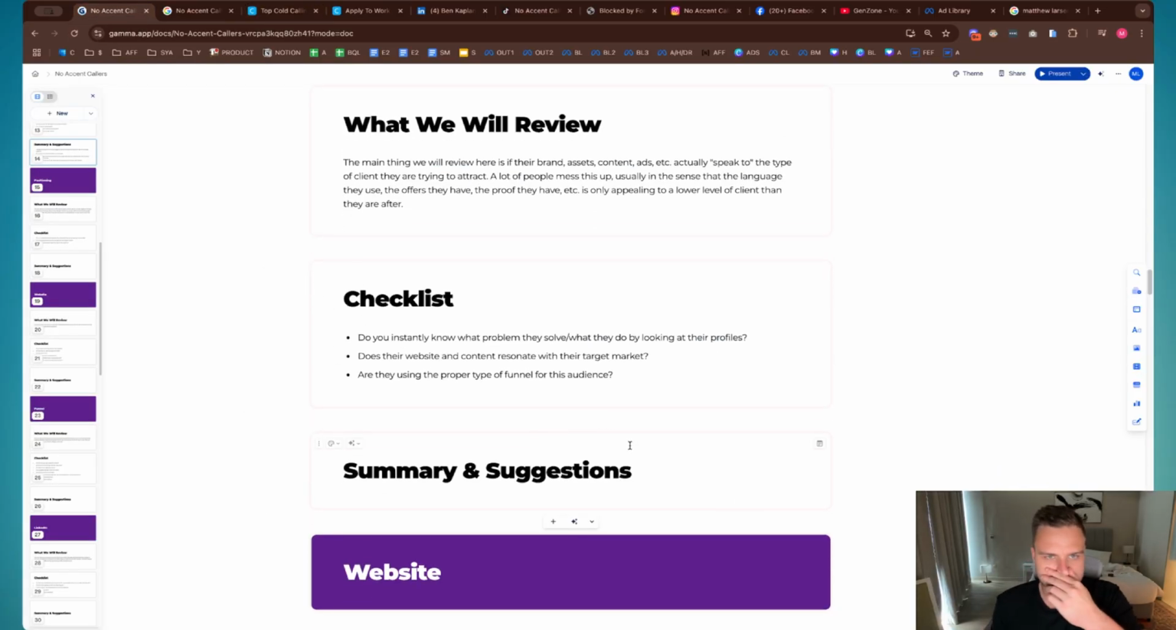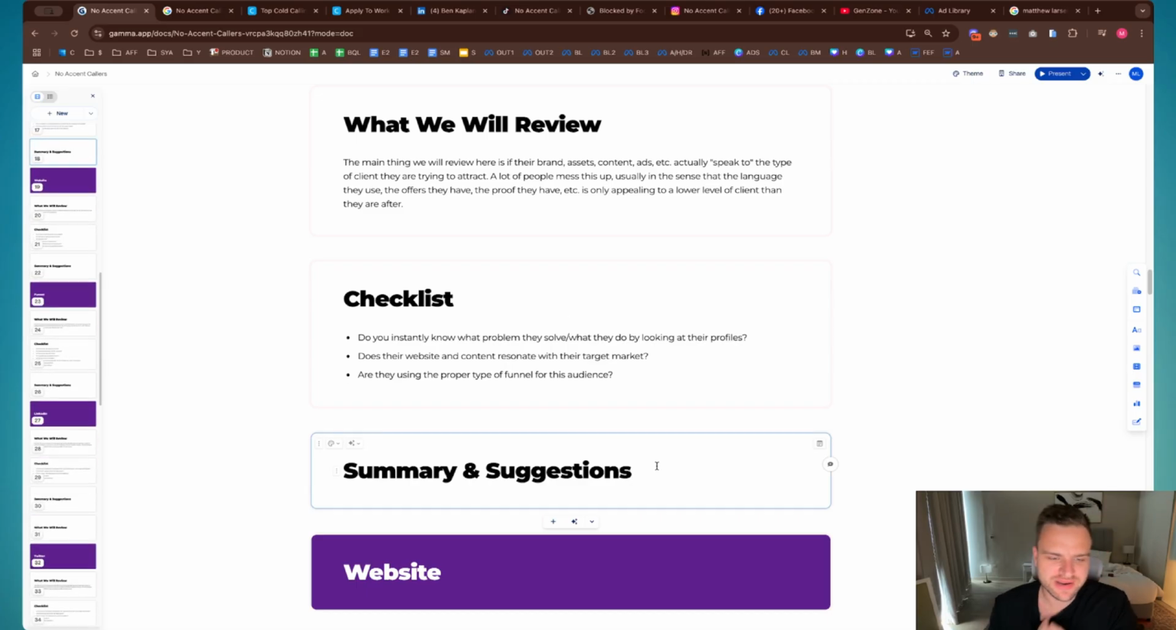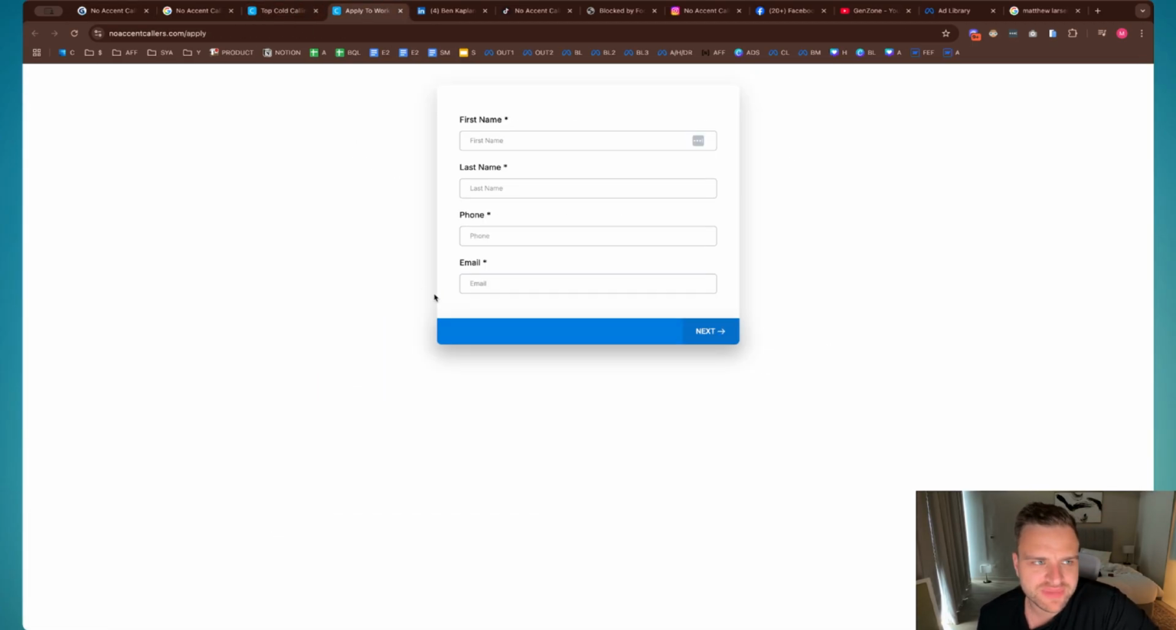So what we do: do we instantly know what problem they solve by looking at their profiles? We don't. Does their content and website resonate with the target market? I'd probably say no. And are they using the proper type of funnel for this? Basically, they're having an apply funnel, which I believe is a book a call funnel.